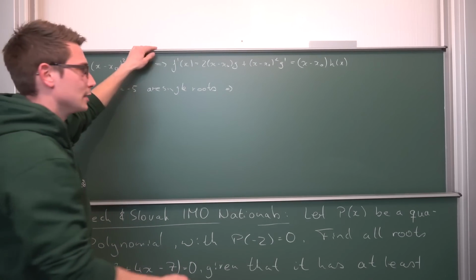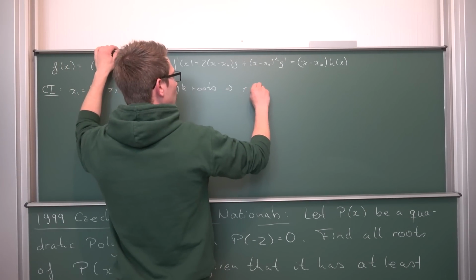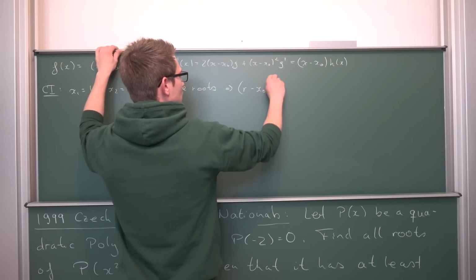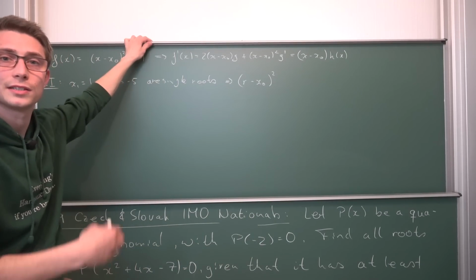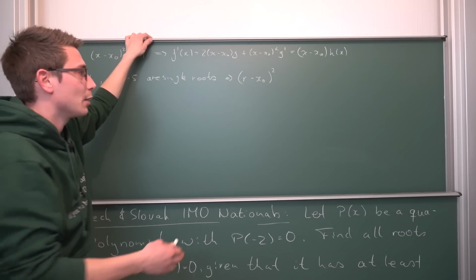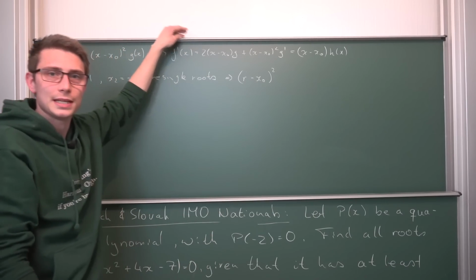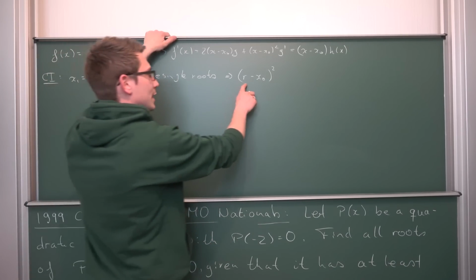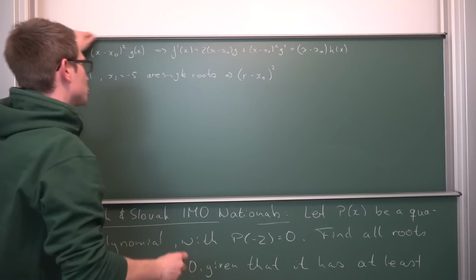What does this mean in general? Namely, r minus x naught squared is going to be the double root, you could say. Now what does it mean for something to be a double root? Well, let us write out what r minus x naught actually is in our case.